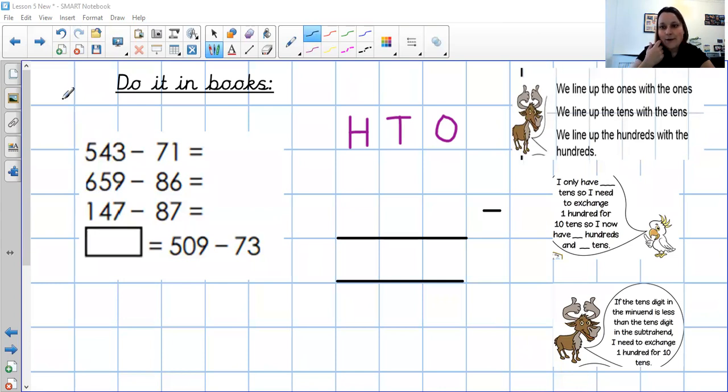Then you've got Coco, who has that STEM sentence for you. So you can say this STEM sentence while you are working out the calculations. And Colin's just reminded you that if the tens digit in the minuend is less than the tens digit in the subtrahend, you're going to have to exchange 100 for 10 tens, just like we've been doing throughout this lesson. So pause the video and have a go at those 4 do it questions.